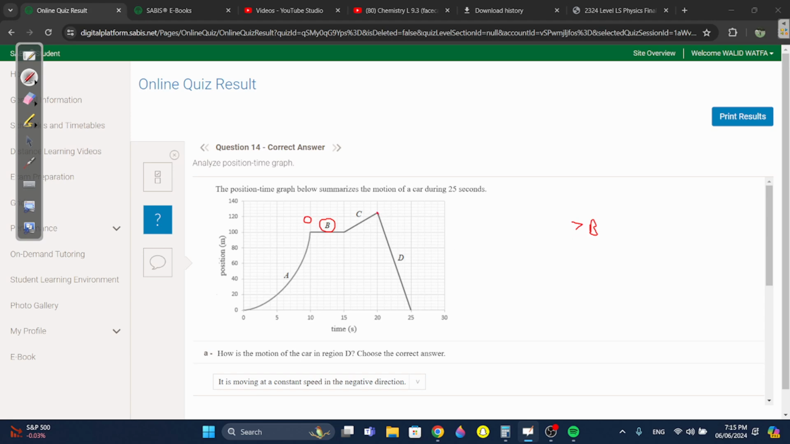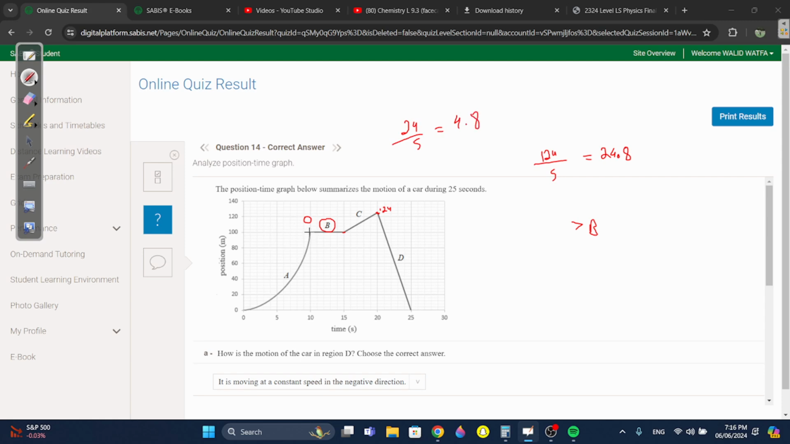What has the highest one? Let's calculate for D. We're going from 120, that's 4 squares. 20 divided by 4, 5, 120. No, that's 1, 2, 3, 4, 5. 5 squares. So 124 over here. 124 divided by the time, 5, which is going to be 24.8. Then C will be over here from 124 to 100. That's going to be 24 divided by 5 seconds, which is 4.8.